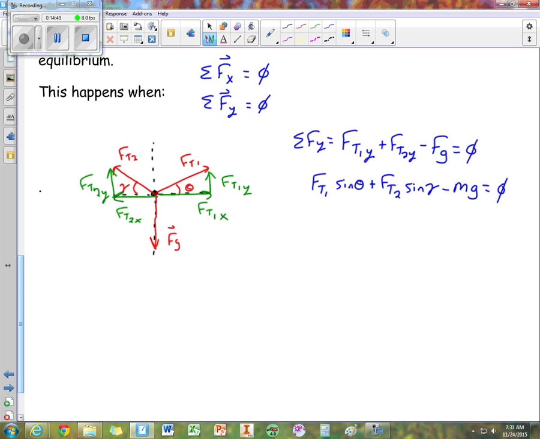And then on the x-axis, we would simply have FT1x minus FT2x equals 0. And notice how I'm following the Cartesian convention. Everything up and to the right is positive, everything left and down is negative.